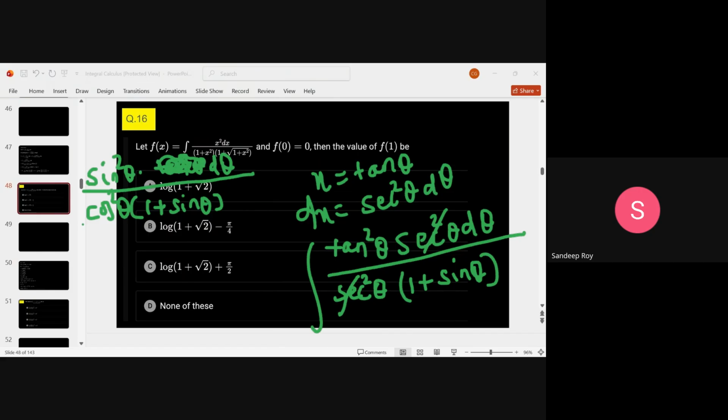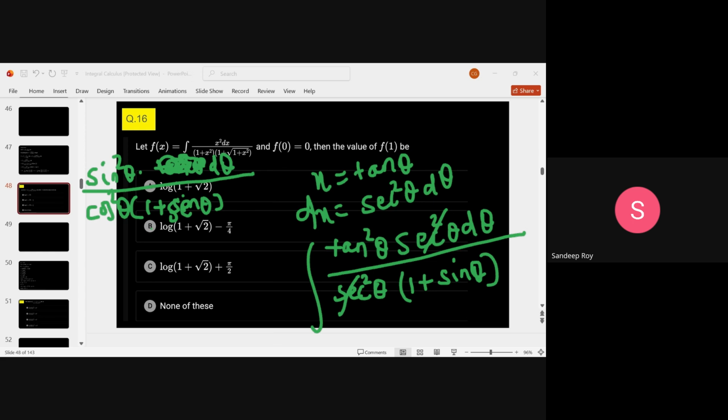Sir, how does he get 1 plus sine theta? 1 plus sine theta is already there. Sorry, it should be 1 plus secant theta, my bad. It will be 1 plus secant theta, not sine theta, sorry. Because under root of 1 plus tan square is there, so it will be secant theta.